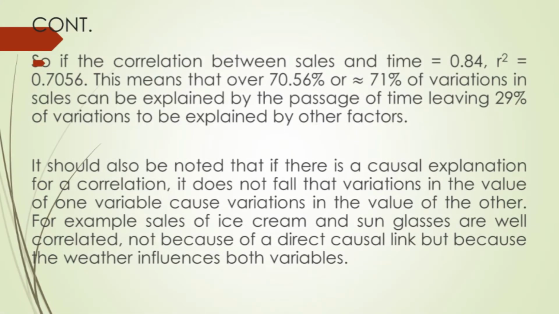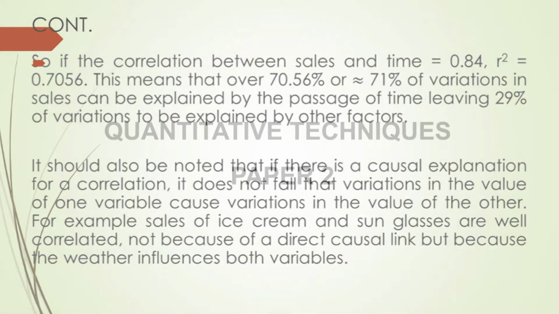It should also be noted that even if there is a correlation, it does not follow that variations in the value of one variable cause variation in the value of the other. For example, sales of ice cream and sunglasses are well correlated, not because of a direct causal link, but because of the weather, the season. So, of course, you don't need to follow the model blindly. You need to also look at other factors.